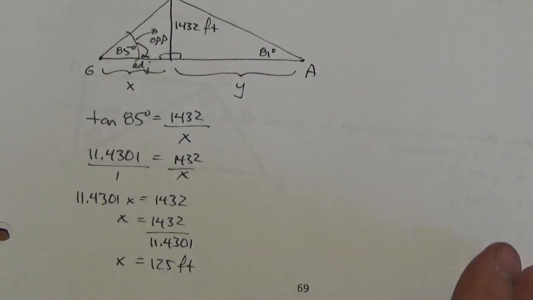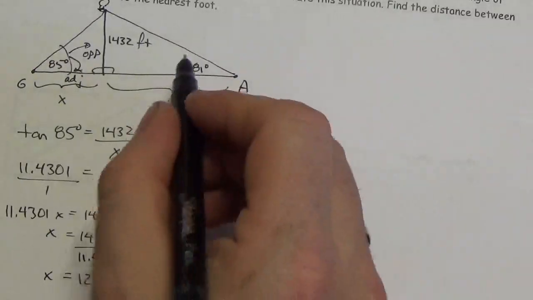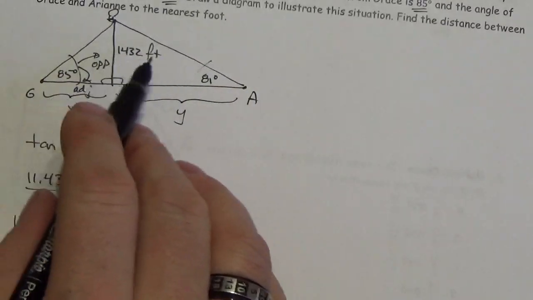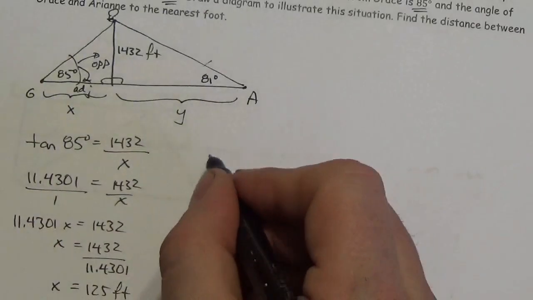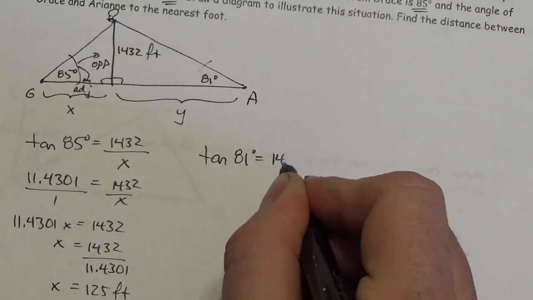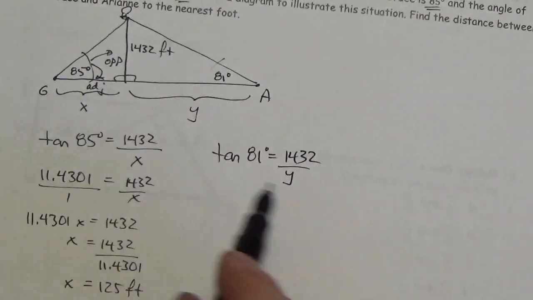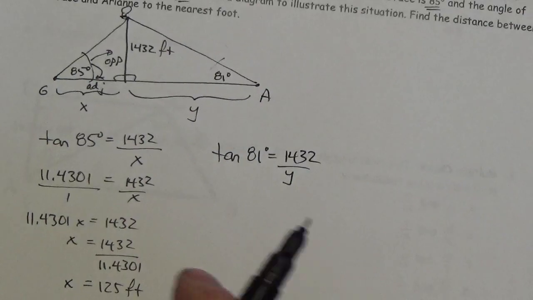Okay? Now let's take a quick look at Ariane. Again, I have the angle, and again, that's going to make this 1432 the opposite, and the y here the adjacent. So once again, I'm looking at the tangent ratio. That's going to be 1432 over y. Now, you should see here that this is going to actually perfectly mirror what I just did. Okay.